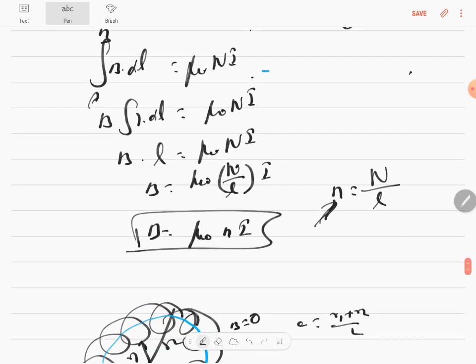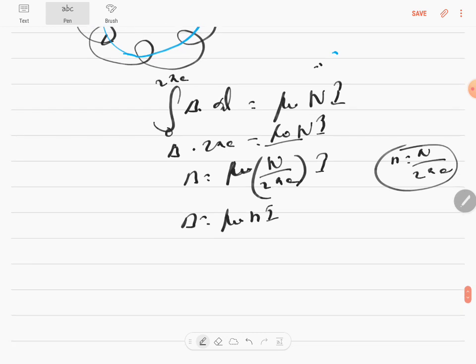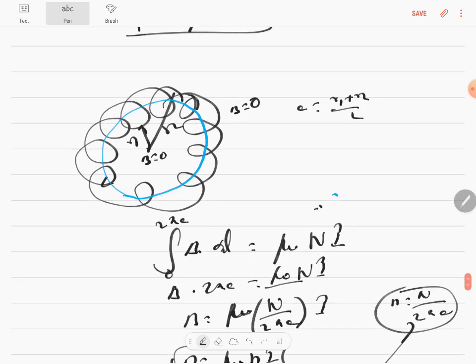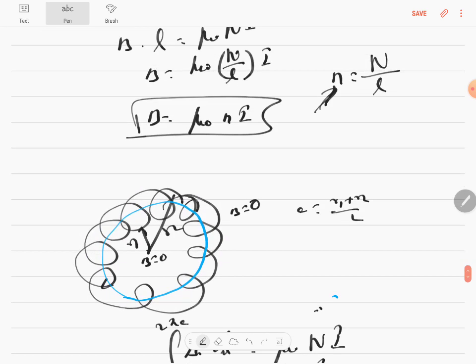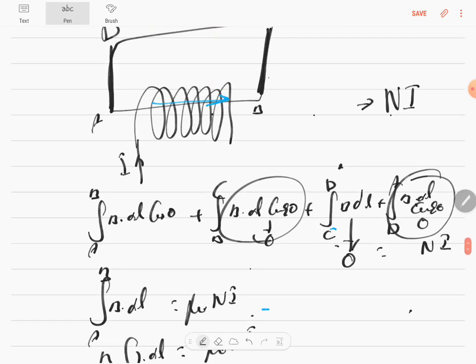Either way, the formula for magnetic field due to a solenoid or toroid is always mu naught into small n into I. The only variation being small n is equal to capital N by 2 pi a for a toroid and capital N by L for a solenoid. And this is the first part of the lesson.